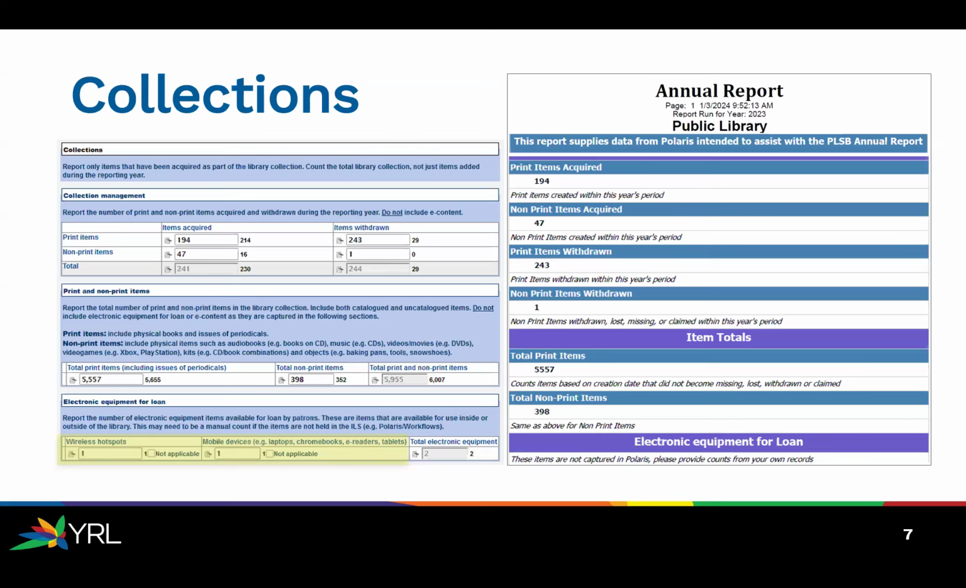When we get into circulation, it'll get a little bit trickier to figure out how often things are circulating. If you have it in Polaris, we have some instructions for you to run to figure that out. If you don't have it in Polaris, then there's going to be some estimating involved, and we'll talk a little bit about estimating for the annual report as we go through here.